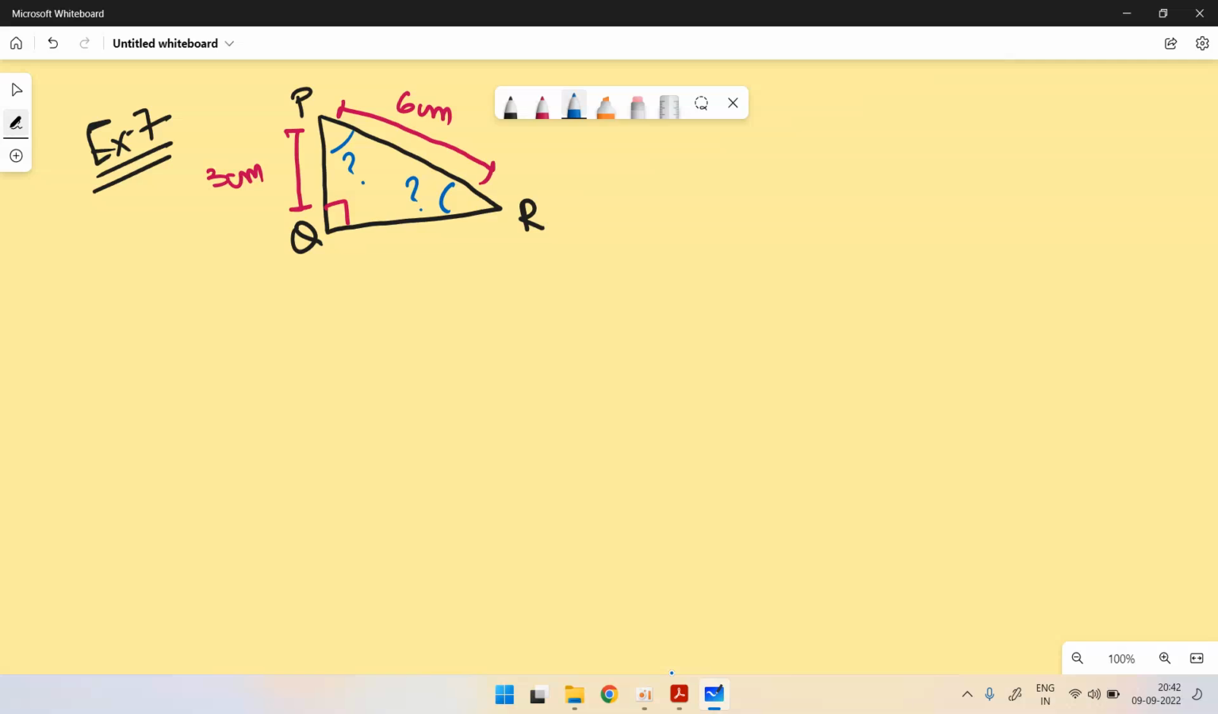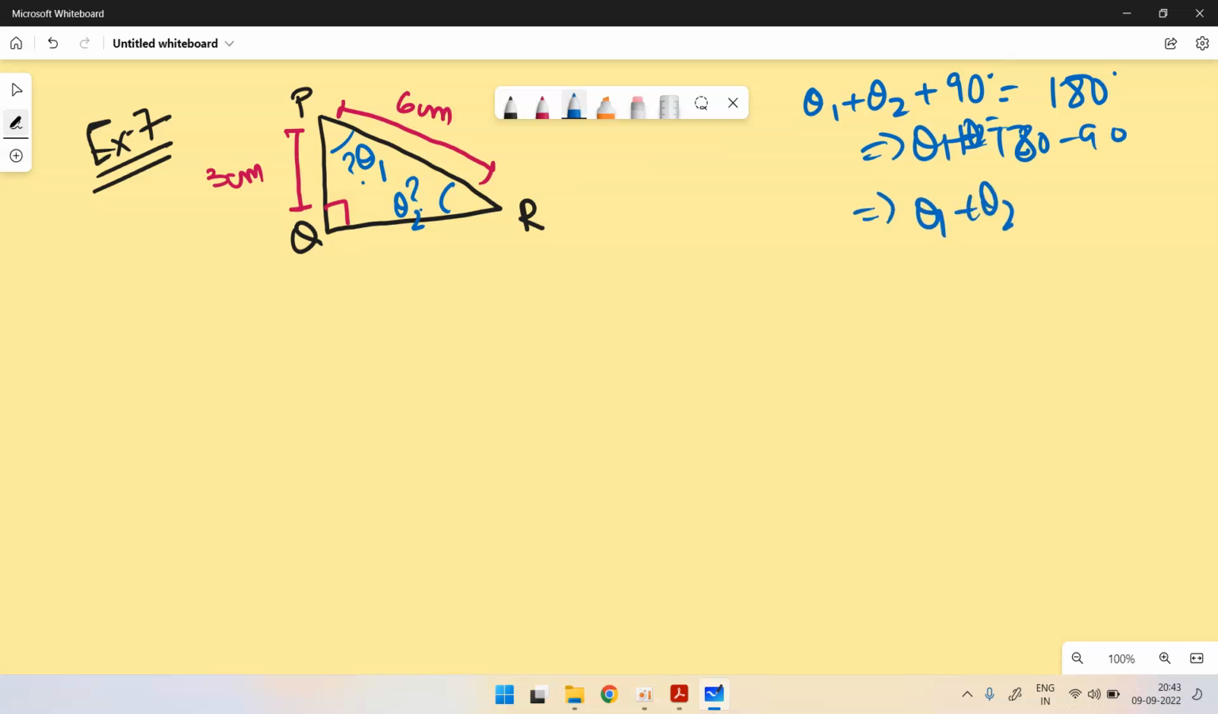Now, suppose I take this to be theta 1, and this to be theta 2. You already know theta 1 plus theta 2 plus 90 degrees, that is, the sum of interior angles of triangle PQR is 180 degrees, which implies that theta 1 plus theta 2 is equal to 180 degrees minus 90 degrees, which implies that theta 1 plus theta 2 equals 90 degrees. You already know this, nothing new.